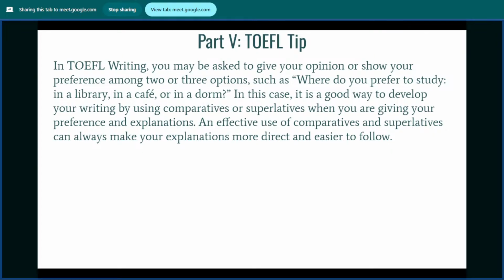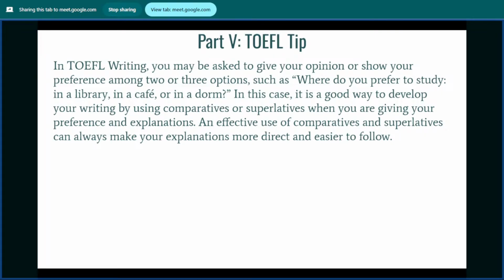First one is about your integrated task and second one is your academic discussion task. Now whenever you are given preferences or options, this comes in your TOEFL speaking also. Whenever you're given options or preferences, you will use comparatives and superlatives to do that comparison. That's where this language becomes important for us. That's where you will use your comparatives and superlatives to give your preferences and give explanations for those preferences also.